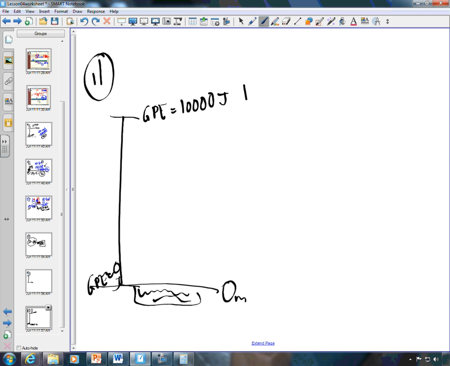At the top, the kinetic energy is 0 joules, right? Just fell right off. And right at the bottom, the kinetic energy should also be 10,000 joules, right before they make that splash at their 0 meter mark.